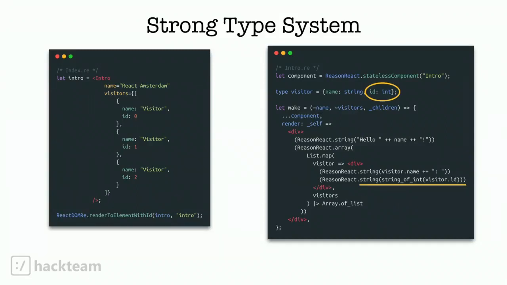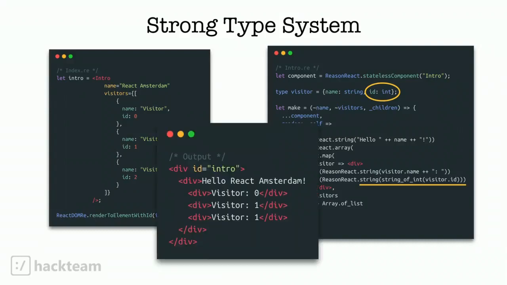And yes, as you can see, our ID is an integer and not a string, so we have to transform it from an integer to a string, so we can use it with the ReasonReact string binding. And then the output will look something like this. So we have some divs containing the number of visitors we put in initial props, and then saying hello React Amsterdam.